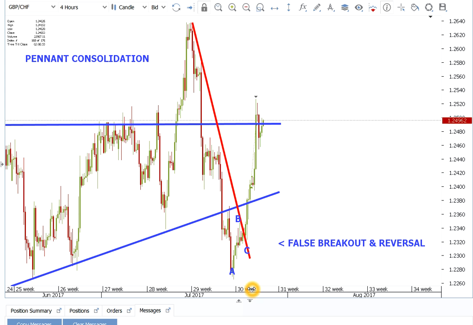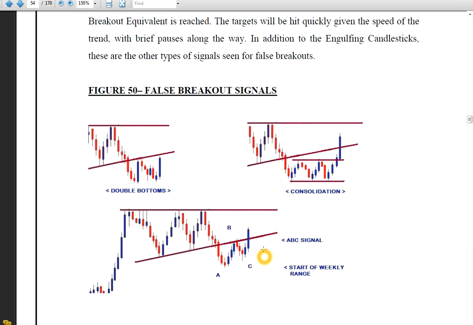So once you're aware of the types of signals that lead to these types of reversals, you can take advantage of them by waiting until the signal has been formed and completed. And once the signal is strong enough, then we can take advantage of it and trade them aggressively.